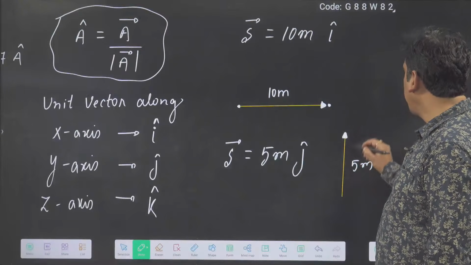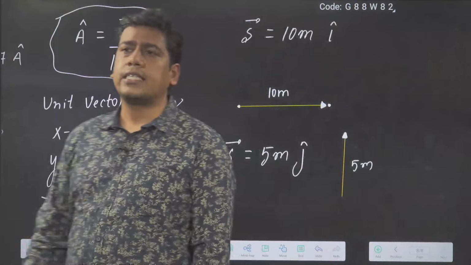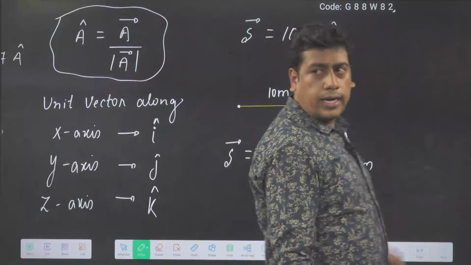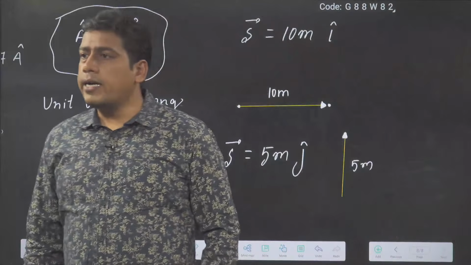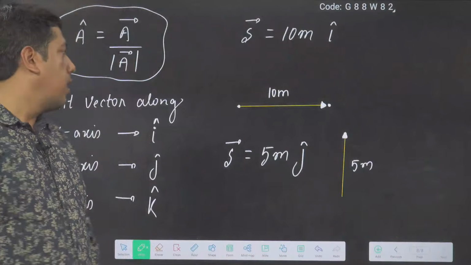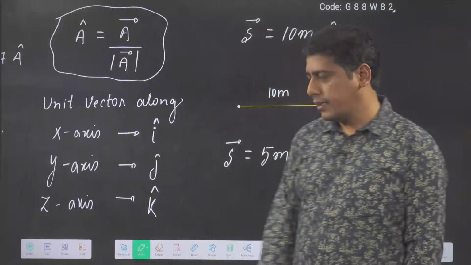It has moved 5 meters in the upward direction along the y-axis. Along the y-axis, we are calling it x-axis, we are calling it y-axis. Okay? So the unit vector will tell what is the direction. Unit vector will tell what is the direction. Okay?